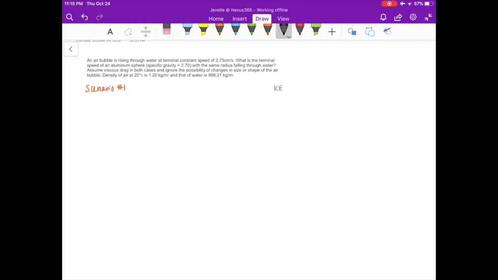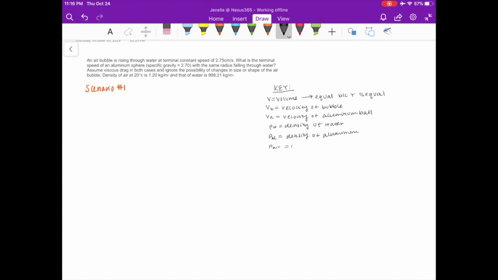So let's first make a key, because a key will help us stay more organized for our problem, since there are a lot of variables involved. Let's set V equal to the volume, and we know that the volume is equal for both the sphere and the bubble because we know that the R is equal. Let's set VB equal to the velocity of the air bubble. Let's set VA equal to the velocity of the aluminum sphere. Let's set rho W equal to the density of the water that the air bubble and the aluminum sphere are moving through. And let's say rho Al equal to the density of the aluminum sphere. And finally, let's set rho air equal to the density of our air bubble.